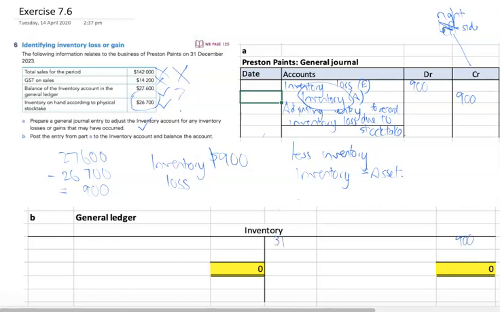Say that we did this on the 1st of December and record our credit. Now the hard part is our cross-reference. Our cross-reference is always the other side of that transaction. What was the credit in this transaction? It was inventory loss.